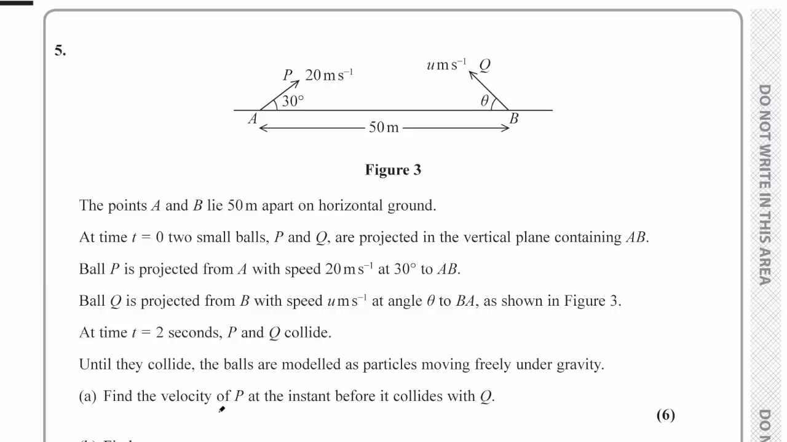Part A says find the velocity of P at the instant before it collides with Q. For these types of questions, you want to think of the velocity in terms of its vertical component and its horizontal component.